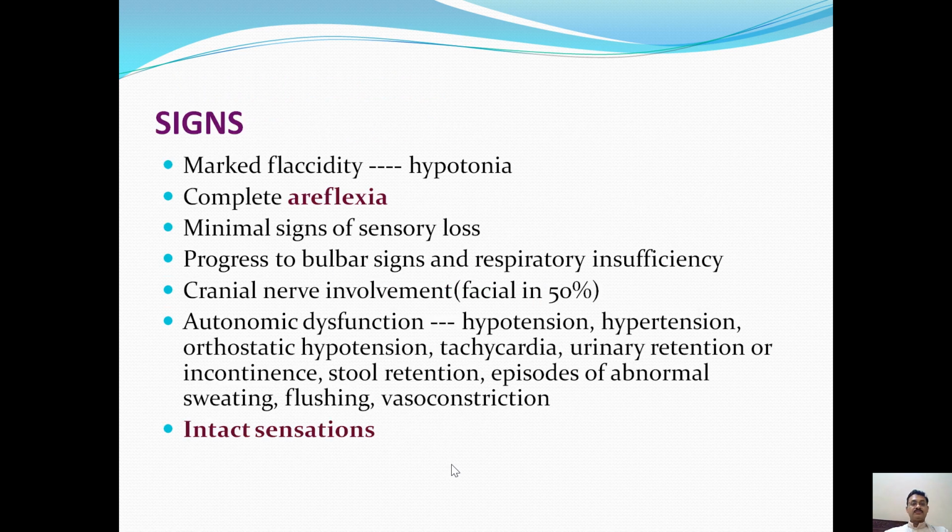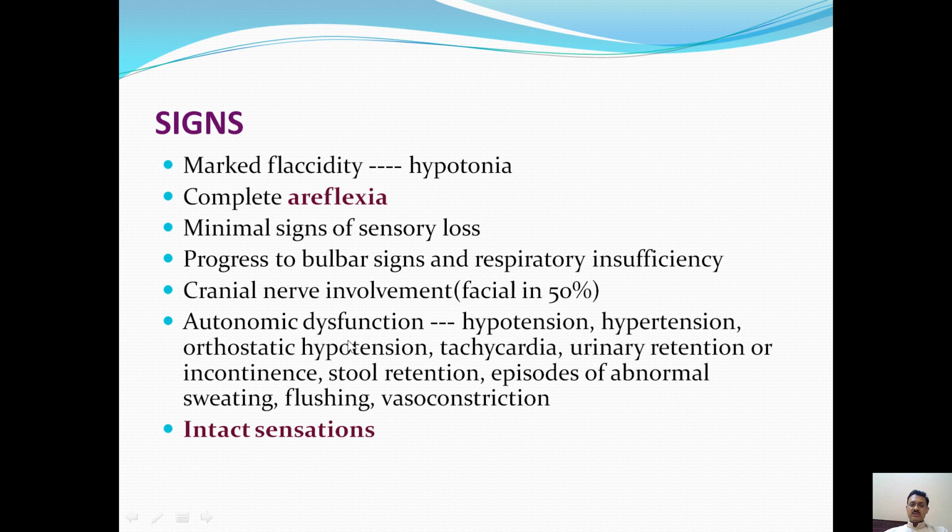So signs: there is marked flaccidity or hypotonia, there is complete areflexia, and there is minimal sensory loss. It may progress to bulbar signs and respiratory insufficiency. Cranial nerves may be involved, and in some studies, up to 50% of patients may have clinical or electrophysiological evidence of involvement of the facial nerve.